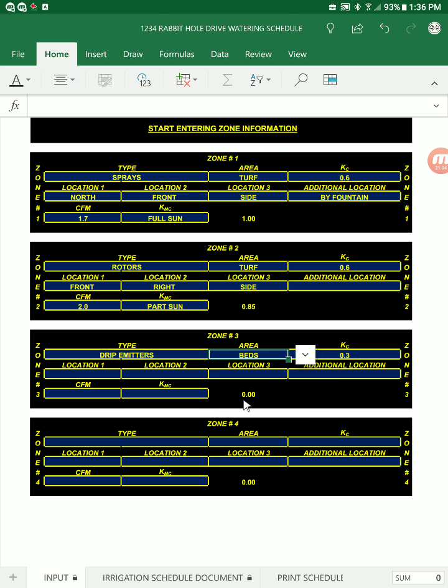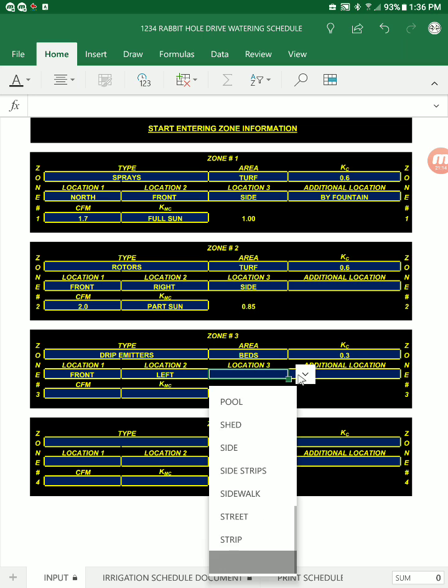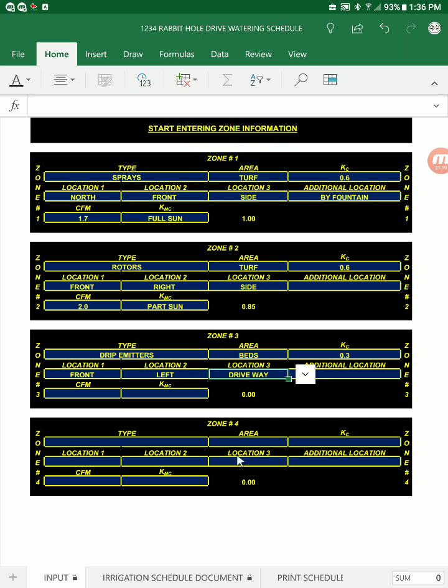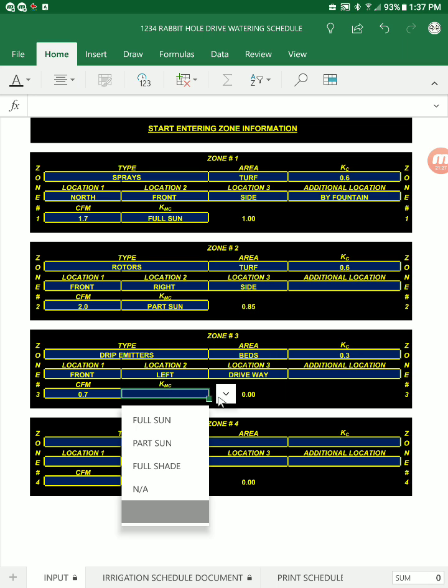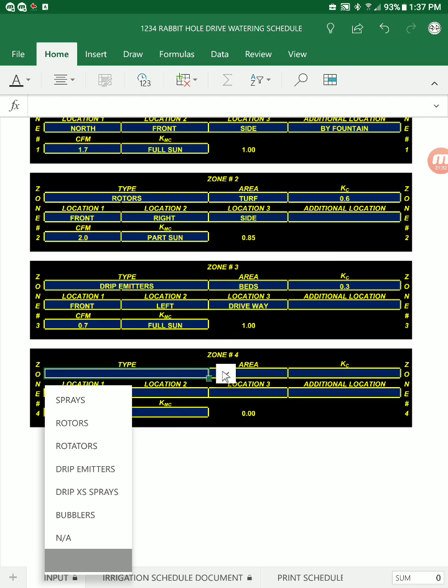So let's go back. Let's keep this at beds right here. Location. Let's just say this is the front left. I don't know, driveway. Where's driveway? Front left of driveway. Okay. Let's get some drips. Normally got low CFM. Let's go into 0.7. And then let's go ahead and select full sun. Okay. Let's do our last zone. Let's look at some of the other ones here. Okay, so rotors and rotators, I really don't think I need to go into that.